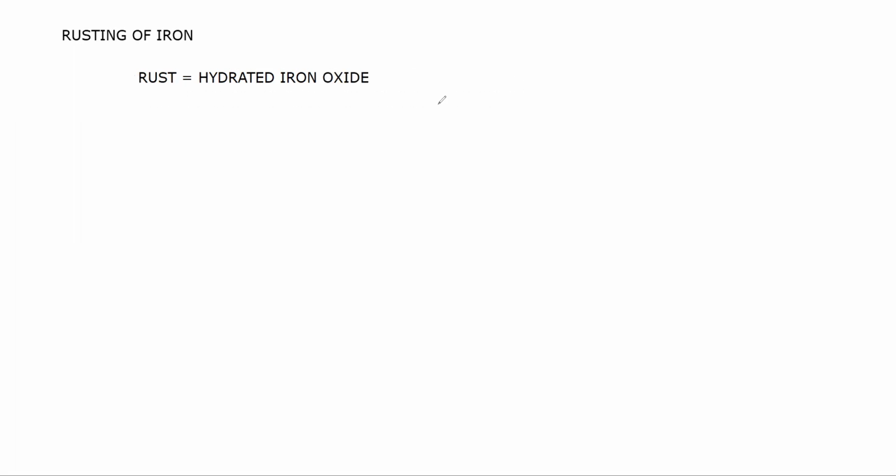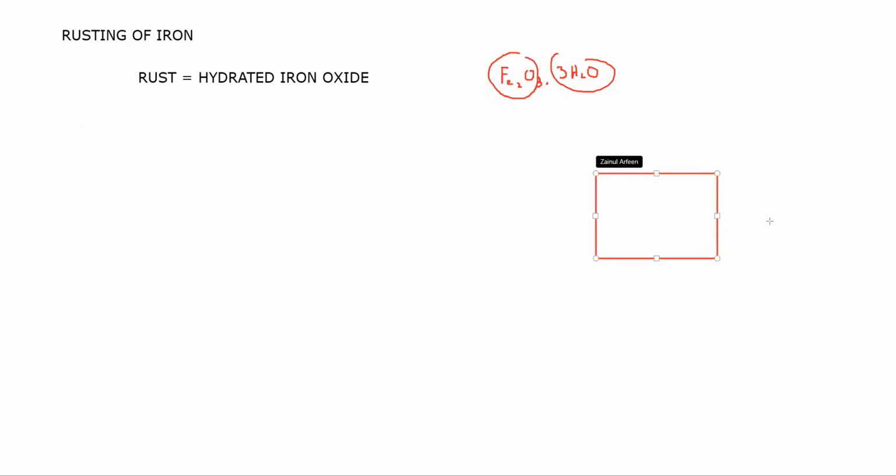Like when we say Fe2O3·3H2O, it means iron oxide which has trapped some water molecules. Iron oxide is an ionic compound. And what is the structure of an ionic compound? In an ionic compound, we have a lattice. Lattice means the regular arrangement of the particles. And the ionic compound has a lattice of positive and negative charges.